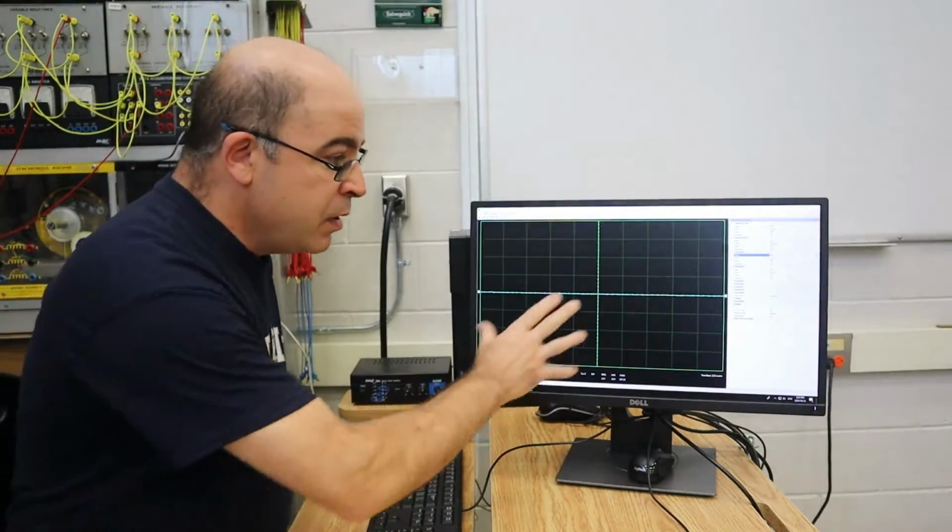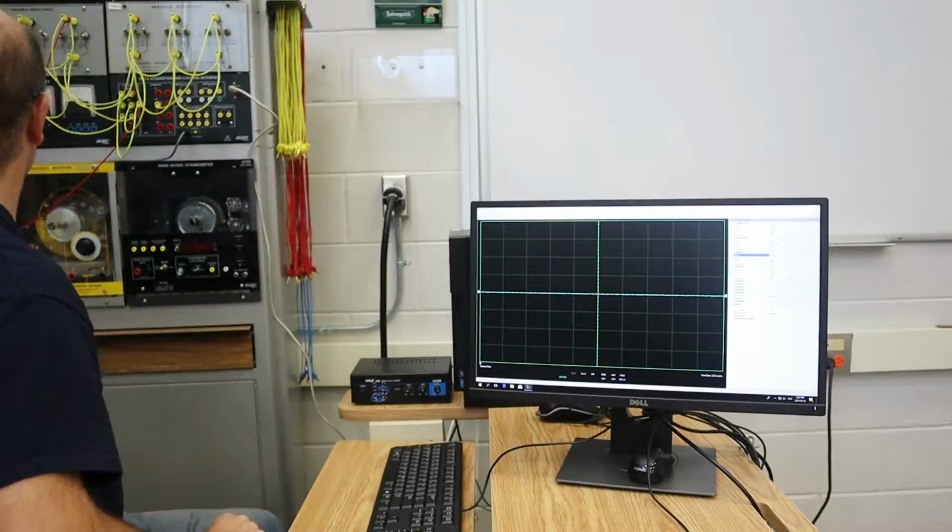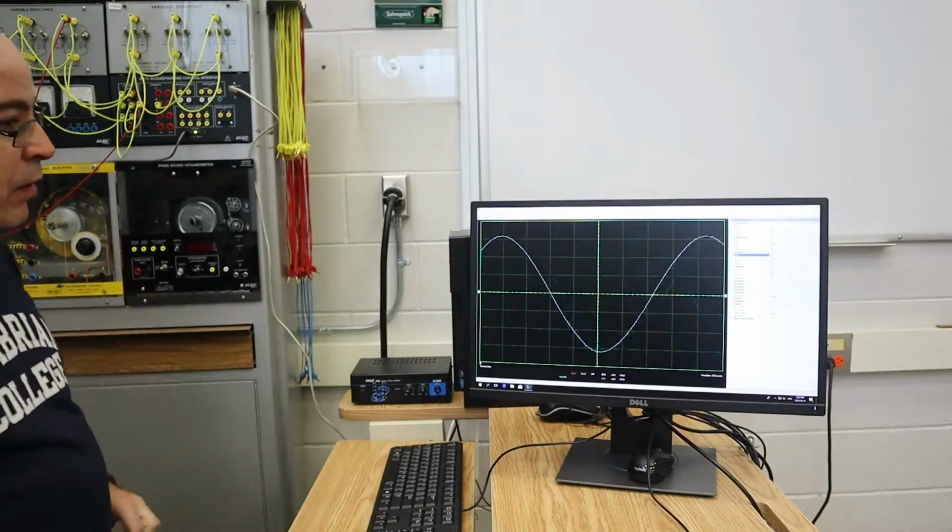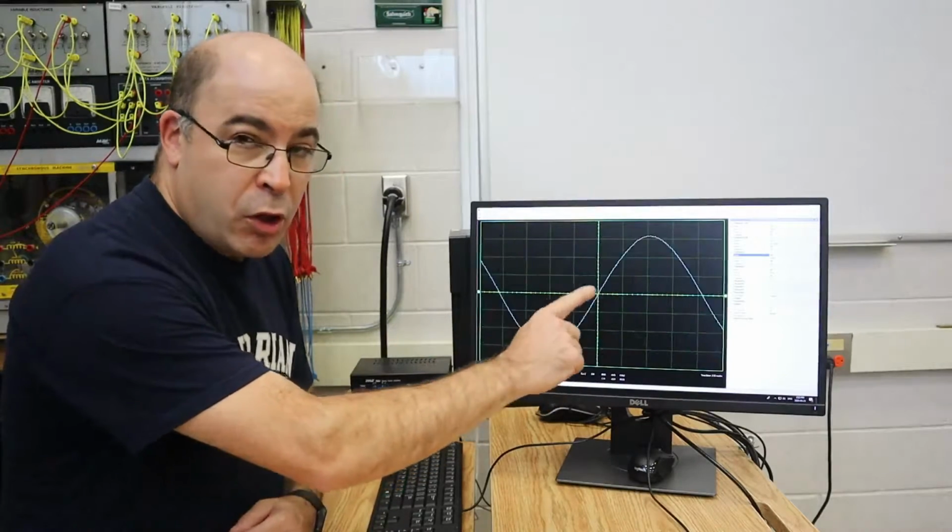So here we are at the workstation. I've got the display set up, and all I need to do now is to turn on the power. So let's do that. I'm energizing the circuit, and what we can see is currently the waveform for the current. It wouldn't matter where I measured the current in the circuit, that waveform would be the same.